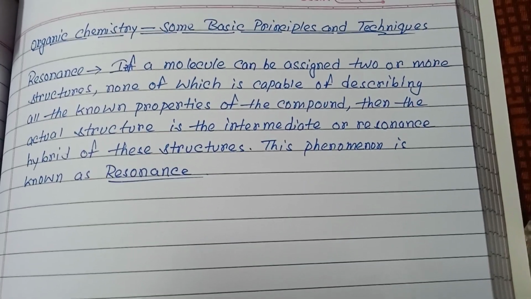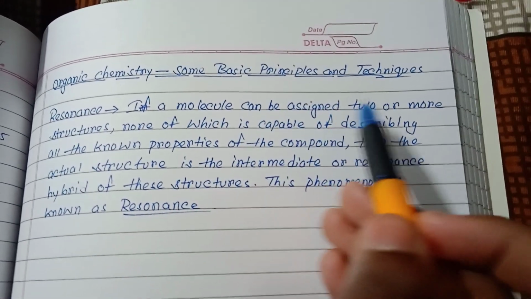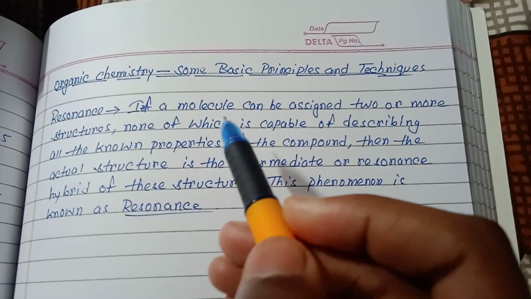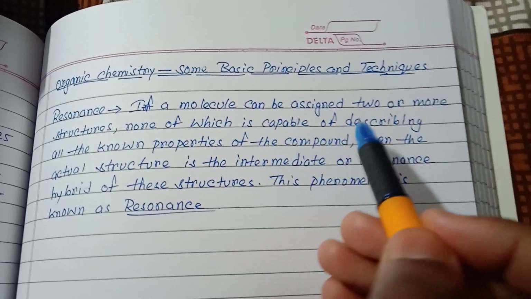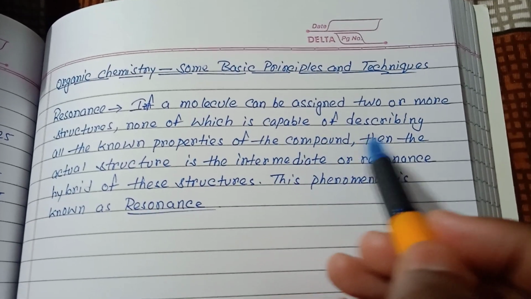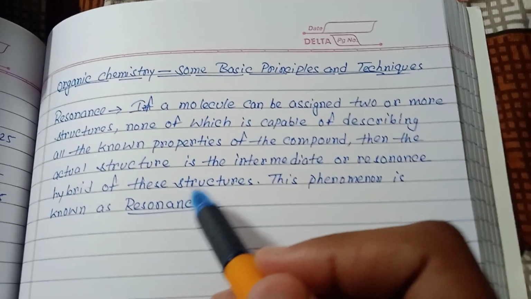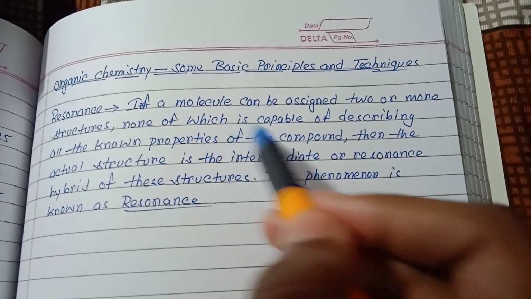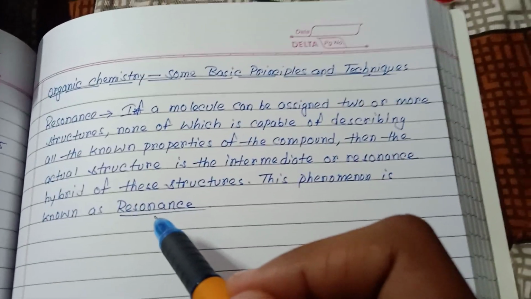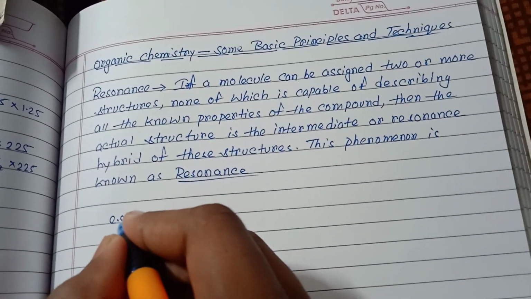I will repeat this. What is resonance? If a molecule can be assigned two or more structures, none of which is capable of describing the known properties of the compound, then the actual structure is the intermediate or resonance hybrid of these structures. This phenomenon is known as resonance. Let's take an example of CO2.